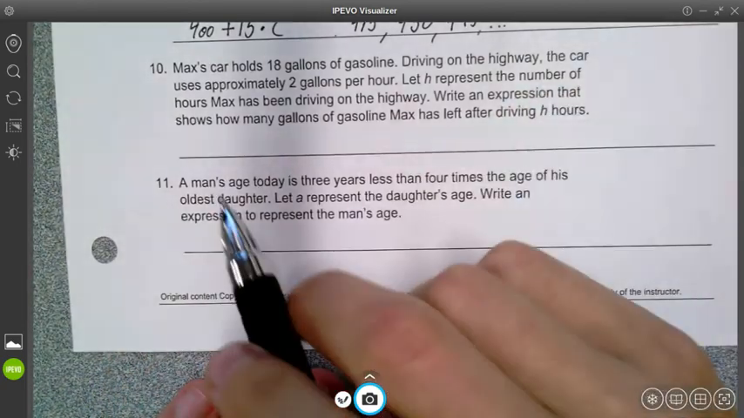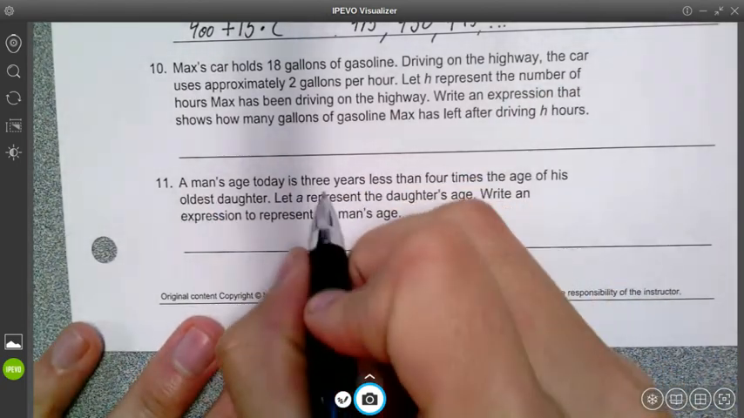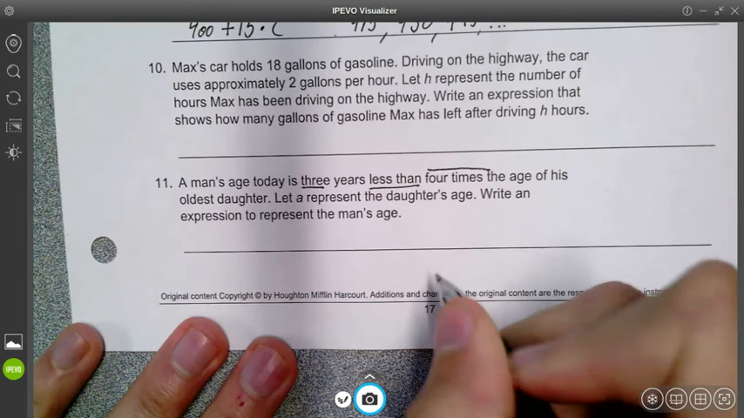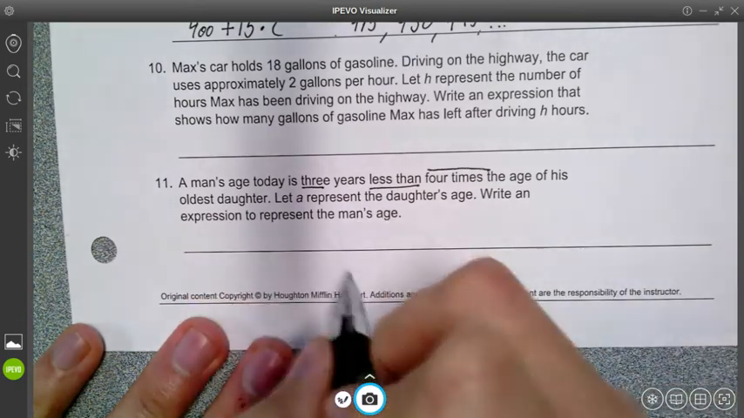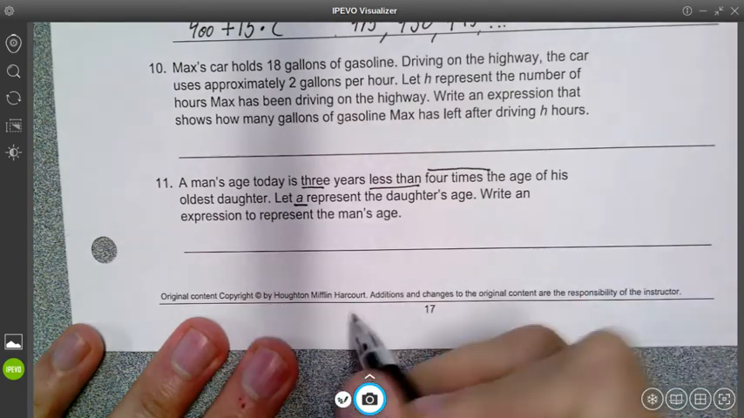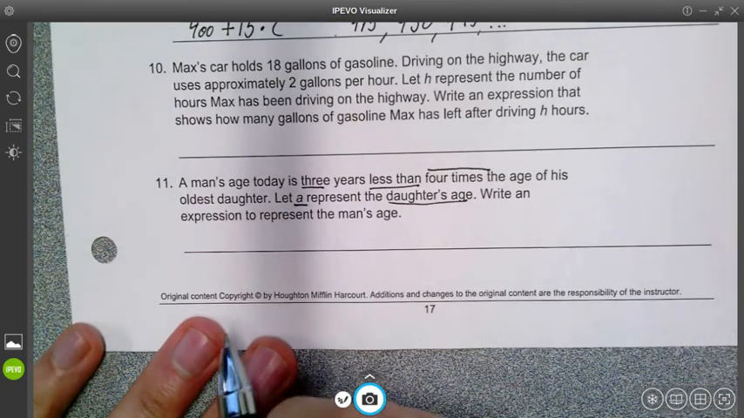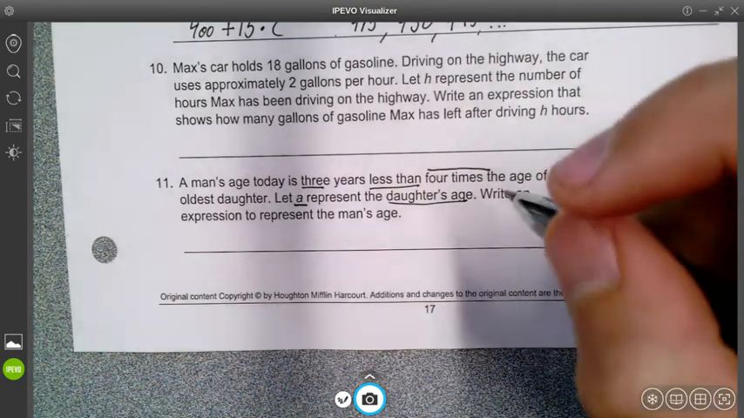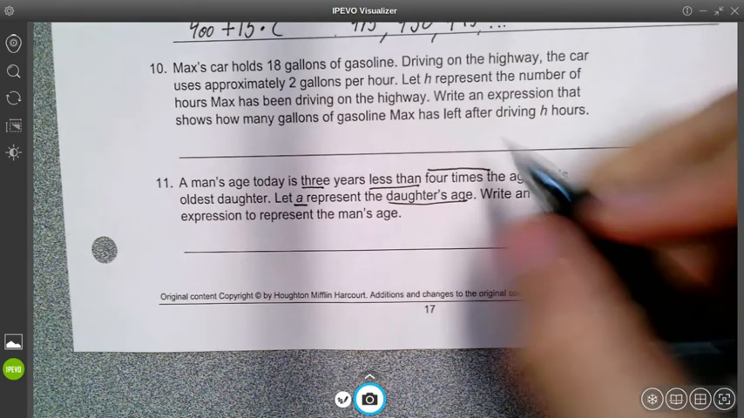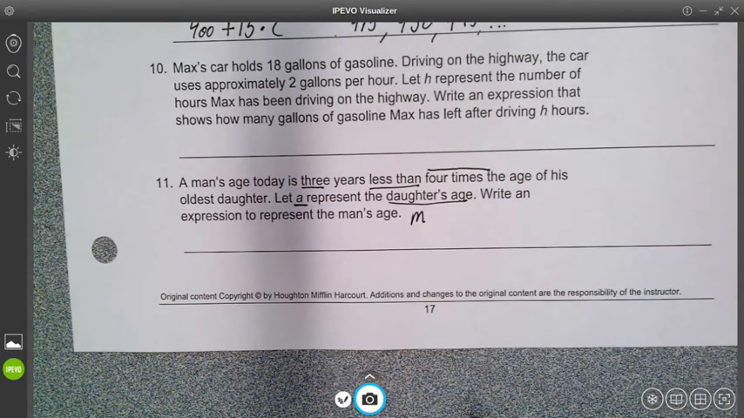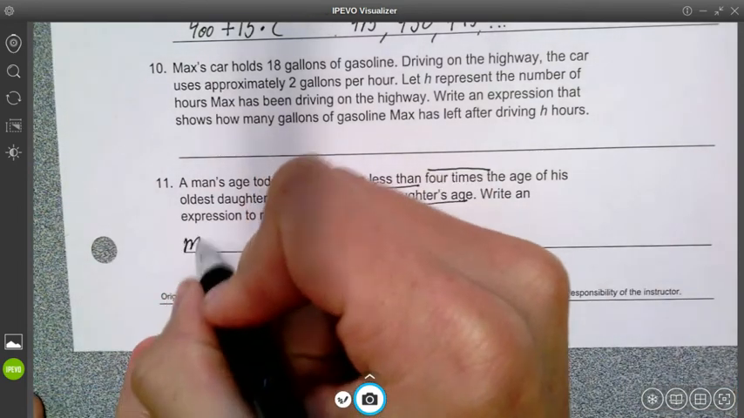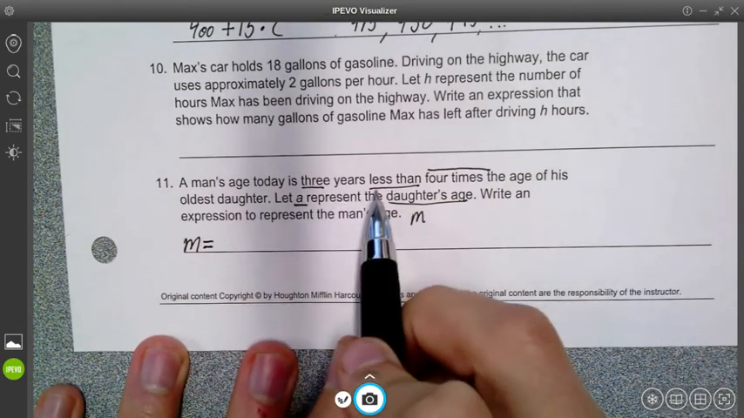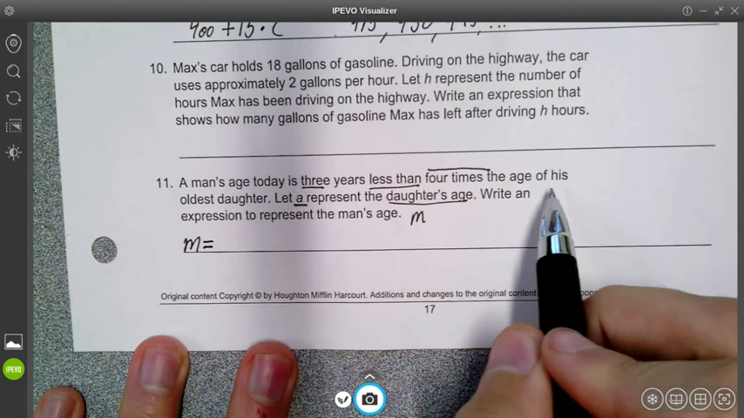A man's age today, all right, so we have a man's age today is 3 less than 4 times the age of his oldest daughter. Let A represent the daughter's age. Write an expression for the man's age. Okay, so let's try and make this an equation even here. Let's say that the man's age is M. I want to try to express M. Well, I can say that the man's age is equal to 3 years less than 4 times the age of A.